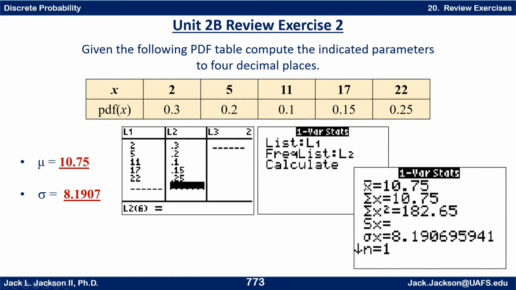And it says X bar. It should actually be mu because it's like a population for a distribution. That is your mean of 10.75, and the sigma here is your population standard deviation right there. Round off to whatever it says, 4 decimal places. That's 10.75 exactly, and this is 8.19. Okay, next.